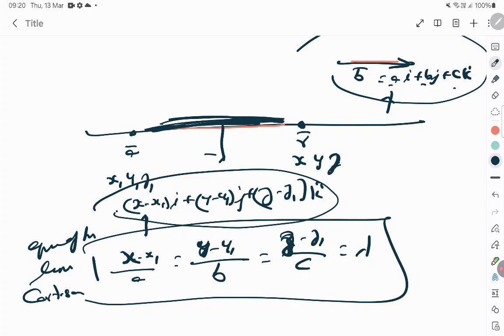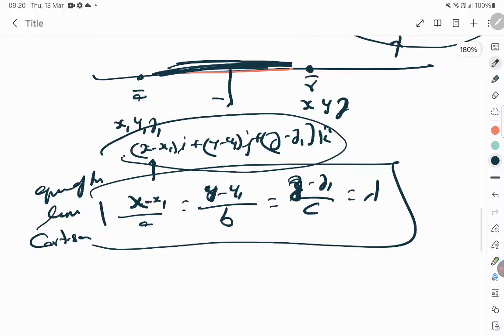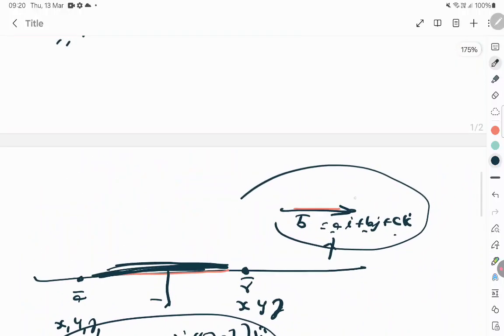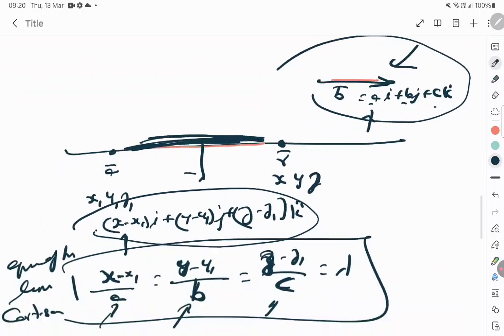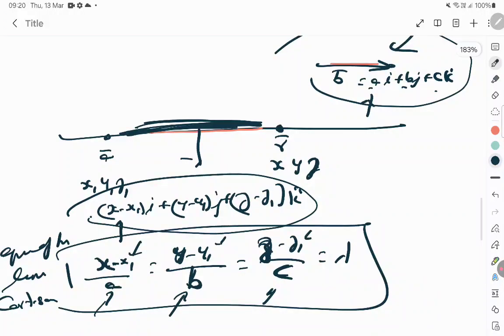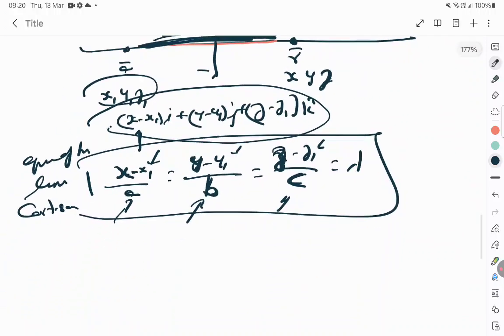So this you should be very clear about. In this Cartesian format, the a, b, c in the denominators come from the parallel vector b. And x1, y1, z1 is from the point. You should have that clarity. So x minus x1 by a is equal to y minus y1 by b is equal to z minus z1 by c is equal to lambda, which is the Cartesian format.